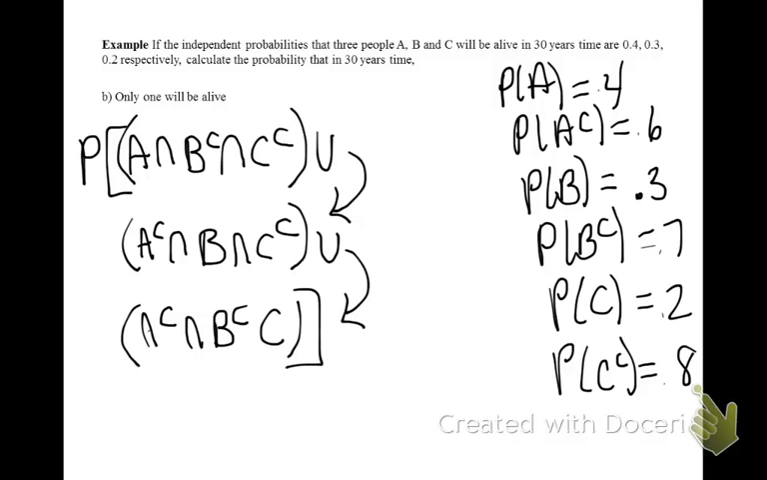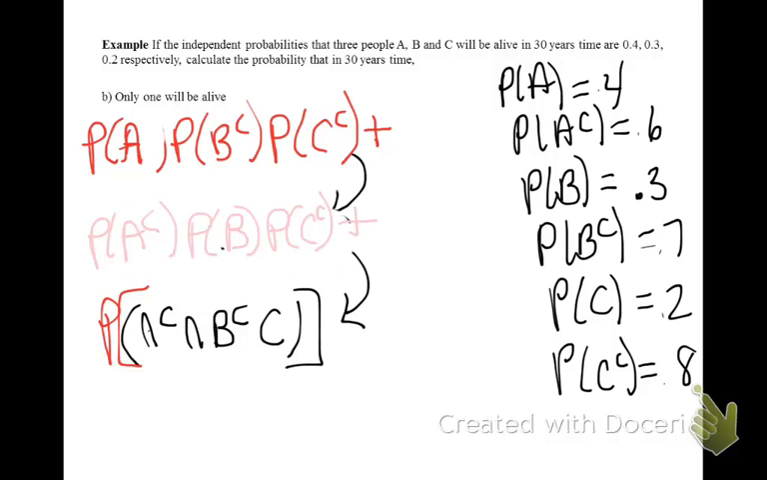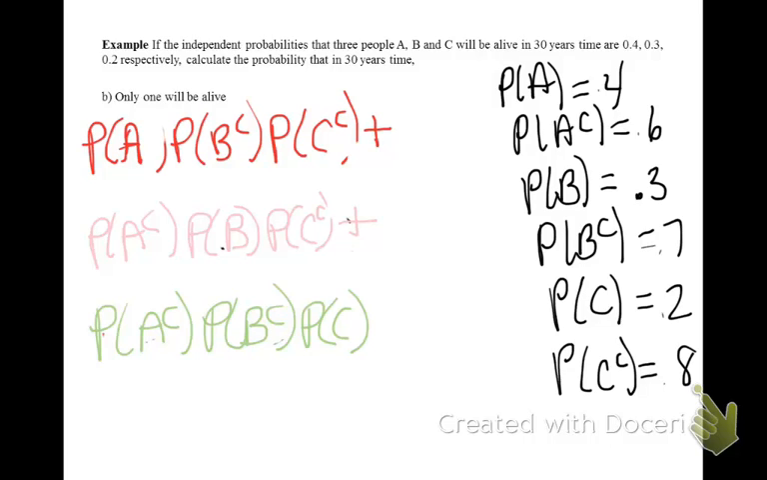To apply our rules, we'll switch unions to pluses. The next rule we'll apply is that intersections switch to multiplications. So I switched the first line to multiplication. I'm now going to switch the second line to multiplication. And then switching the third line to multiplication. So we now have the formula in such a way that we can go through and plug in numbers. The probability of A is 0.4. The probability of B complement is 0.7, and the probability of C complement is 0.8.